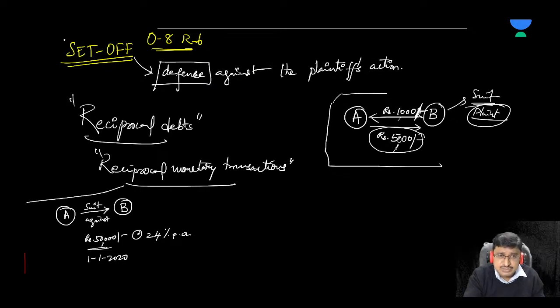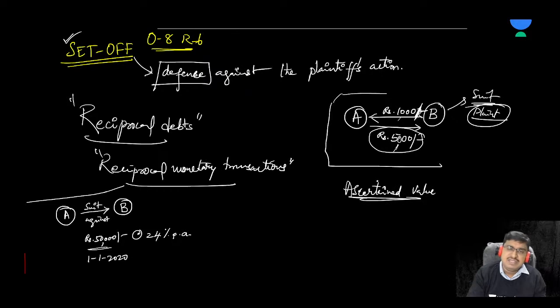Therefore, in order to use set off as a defense against the plaintiff's action, there must be an ascertained value, friends. Without ascertained value, the claim will not be permitted. Here, it is only money, which can be ascertained. For unascertained values, set off cannot be put as a defense against the plaintiff's action. Okay, friends, I think you got the point.